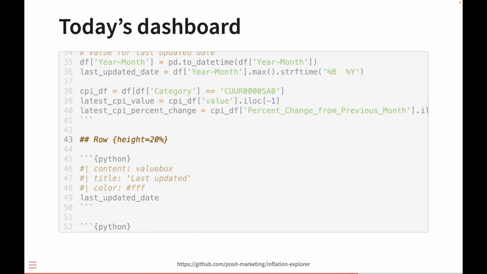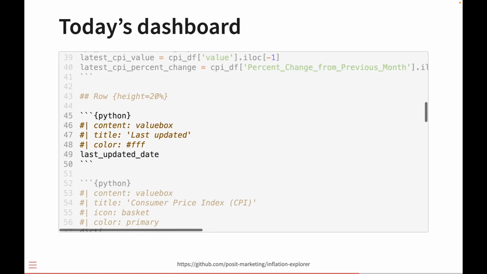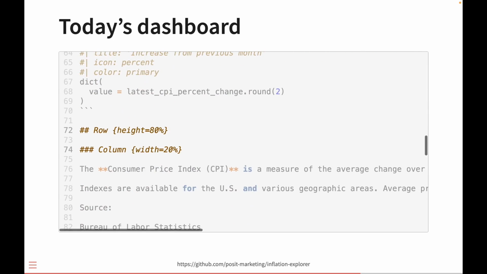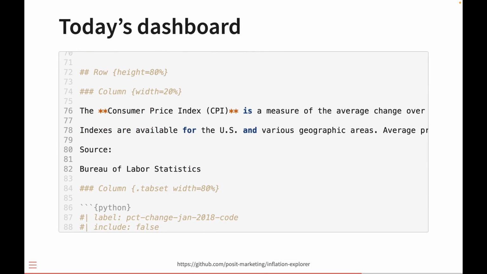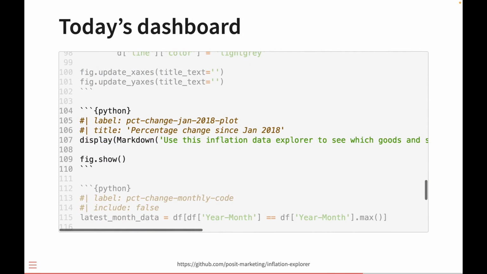We're going to use a row-based layout to lay out all the cards. Within a card, it could have a value box, here displaying the last updated date. Then within another row, I can have several columns. One column can showcase some narrative context. And then the other column can showcase our graphs and table.